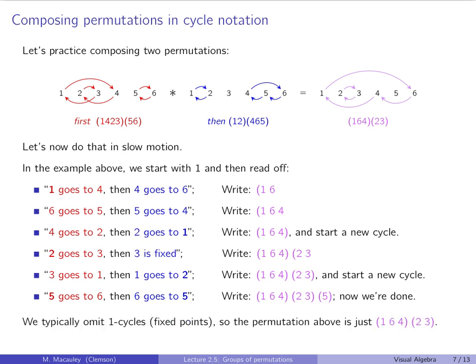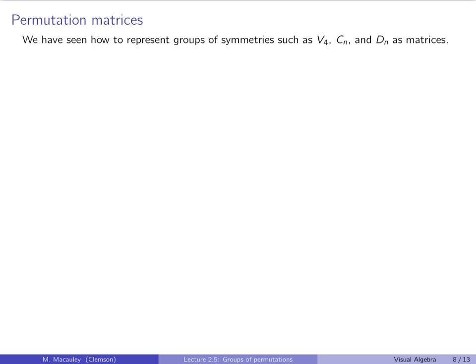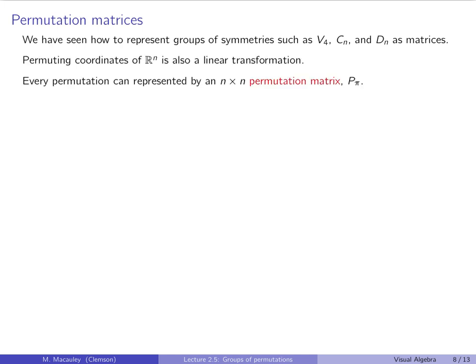But because we typically omit 1-cycles or fixed points, this permutation above is just (1)(6 4 2 3). Moving on, we have seen how to represent groups of symmetries such as V4, Cn, and Dn as matrices. Permuting coordinates of r-dimensional space is also a linear transformation. And indeed, every permutation can be represented by an n by n permutation matrix that we'll call P_pi.